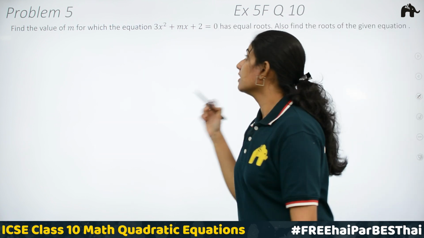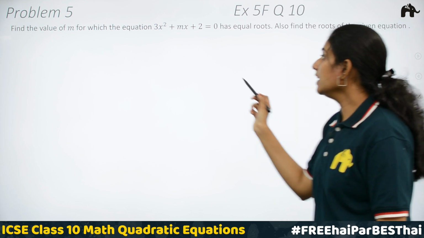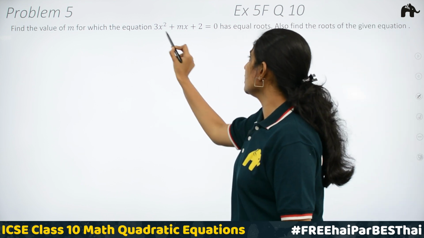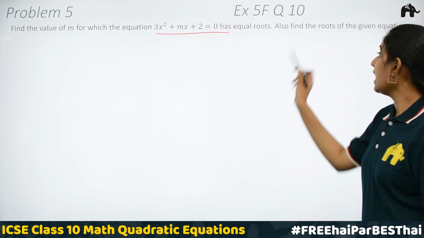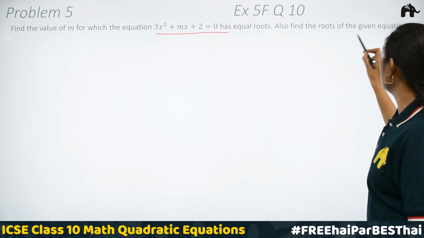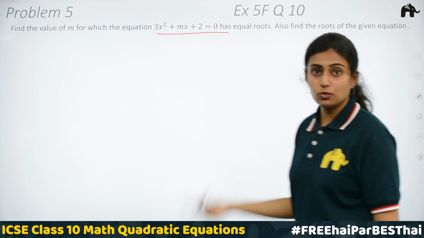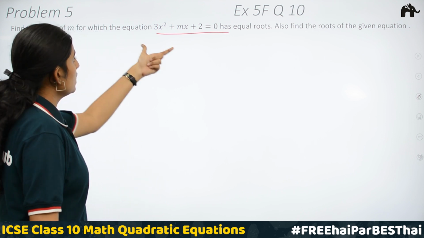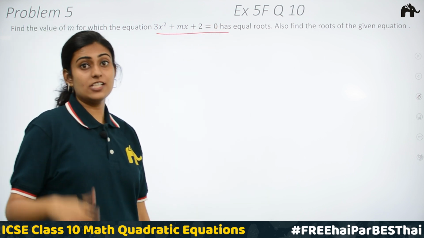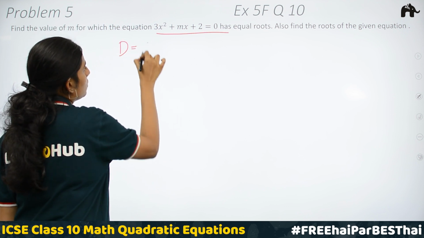Problem 5. Question number 10 of exercise 5F. Find the value of m for which the equation 3x² + mx + 2 = 0 has equal roots. Also find the roots of the given equation. First we need to find the value of m. Given that this equation has equal roots, which means the discriminant should be equal to 0.